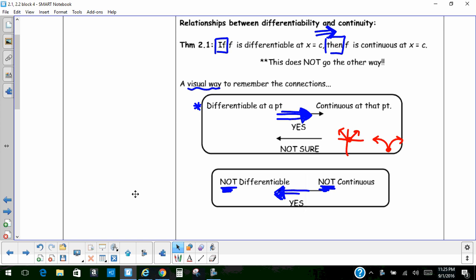Okay, so you need to go to your 2.1/2.2 notes handout from yesterday. And this is where we left off. We'd gotten all the way through all the different rules and ways that it works, talking about being differentiable, meaning you can take a derivative, and then being continuous.